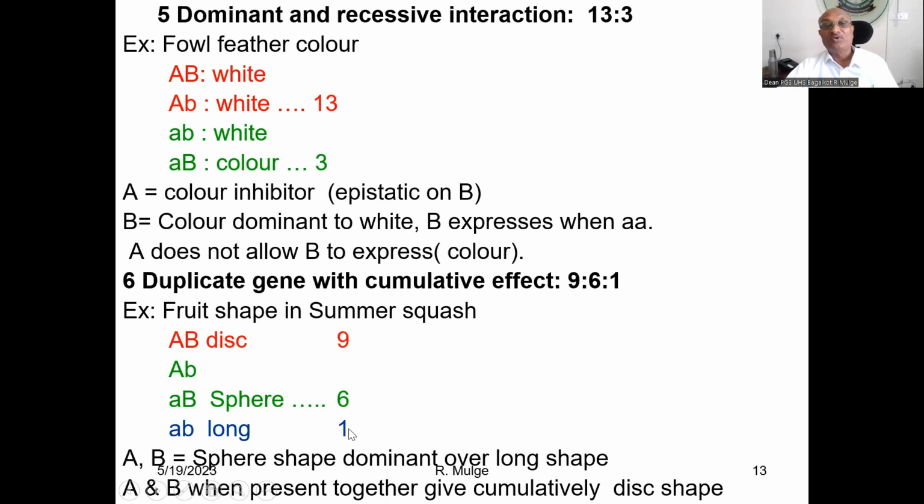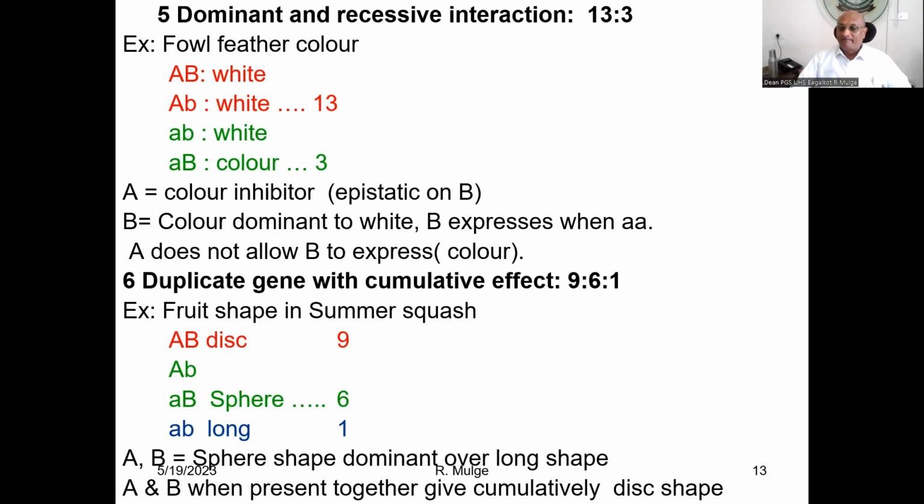That is only one plant you will get. So 9:6:1, duplicate gene with cumulative effect. So A and B spear shaped, dominant over the long shape. A and B when present together give a cumulative disc shape. So this is how it is explained.